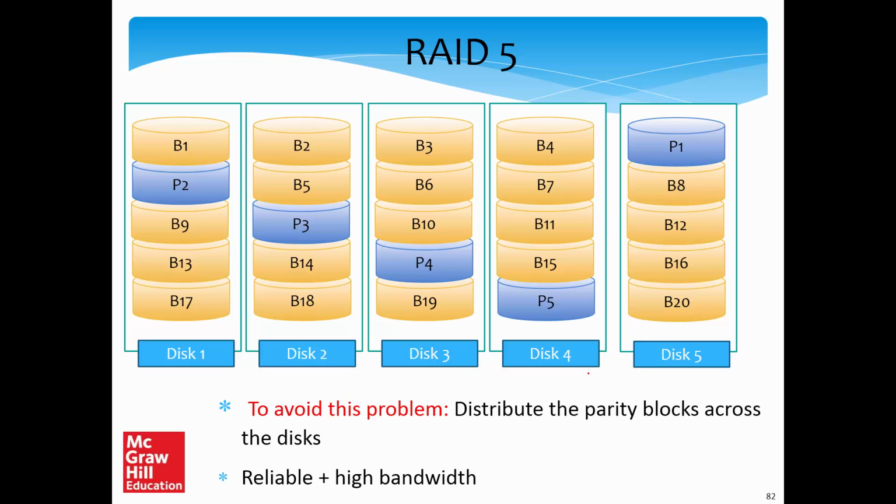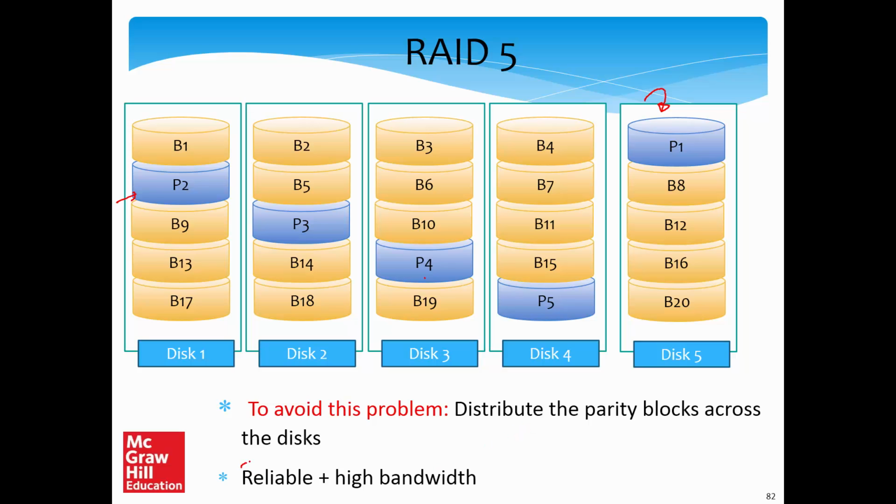In RAID 5, we don't have a single parity disk. Rather, in a 5-disk system, we distribute the parity blocks across the disks. For example, for B1, B2, B3, and B4, we keep the parity block on disk number 5. Then for the next row of blocks, we keep it on disk 1, then on disk 2, then 3, then 4. By rotating the parity blocks among the disks for different rows of blocks, we were able to avoid the problem where there was a single disk which was a point of contention. So we have distributed the parity blocks.